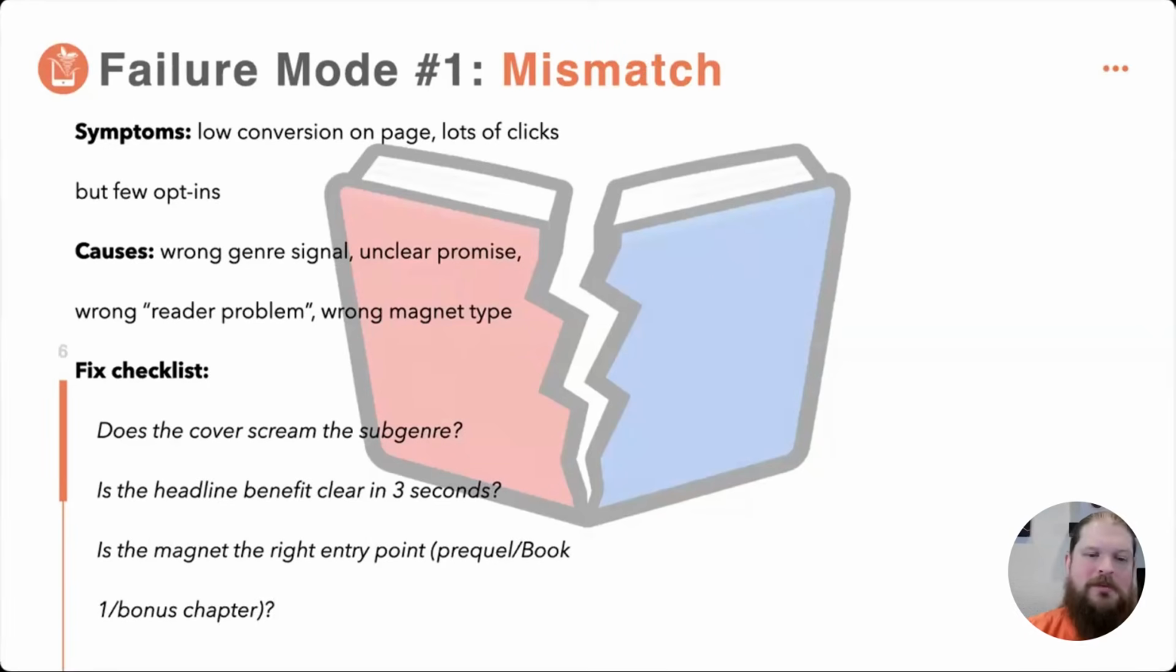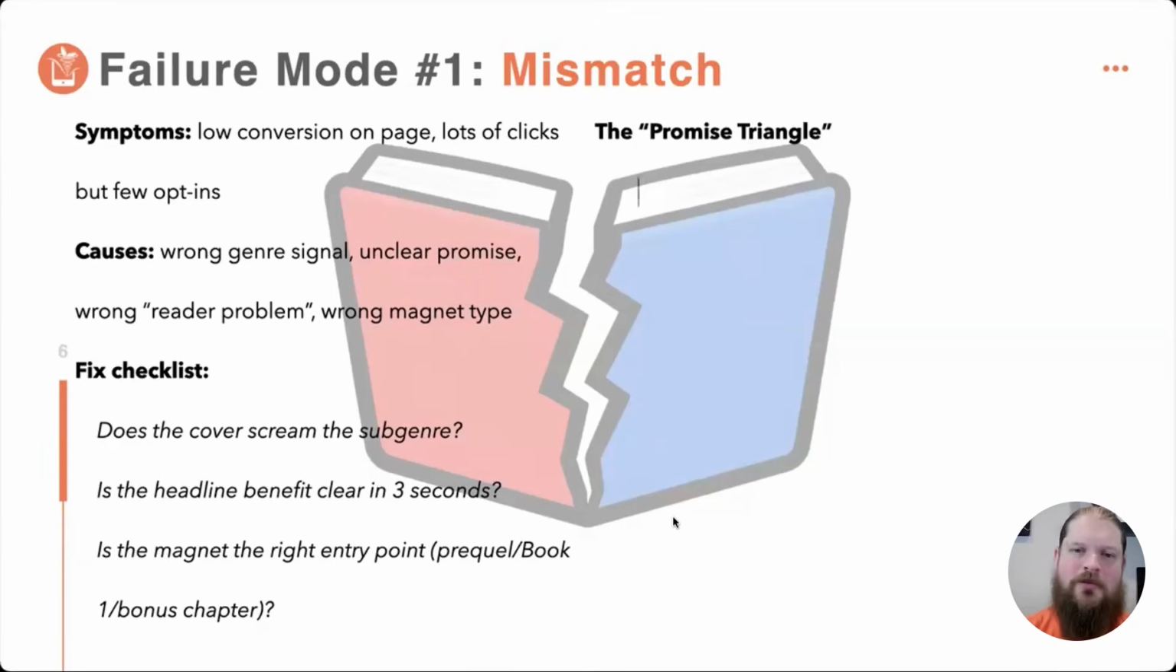Is this the prequel? Is this book one? Is this a bonus chapter? A bonus chapter probably wouldn't be the best first entry point for a reader because there's going to be all kinds of missing context, right? A prequel or book one would typically be better. So those are the things that we need to know. We need to make sure that we have those lined up.